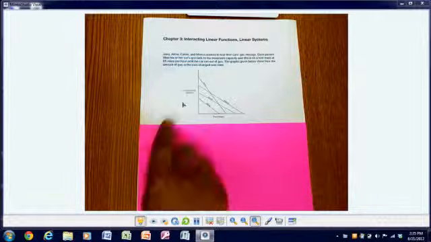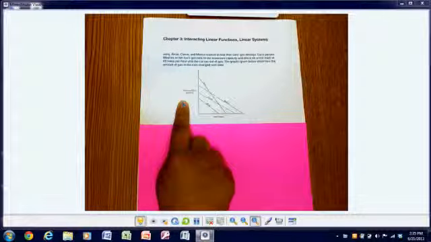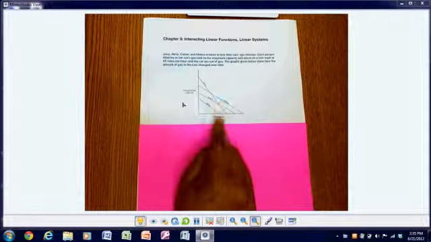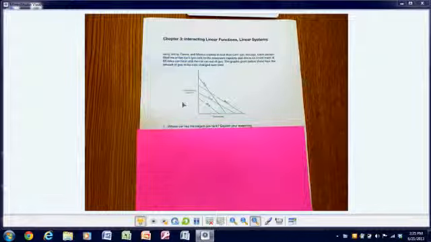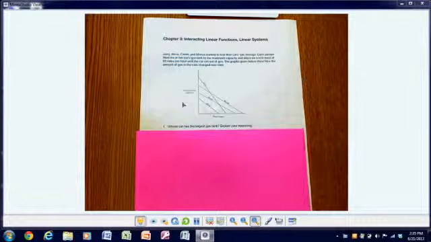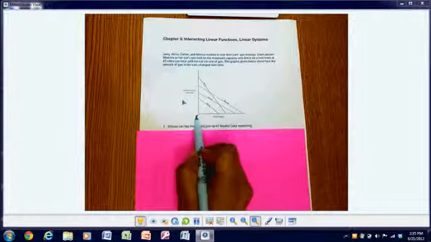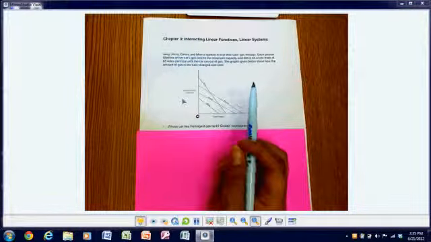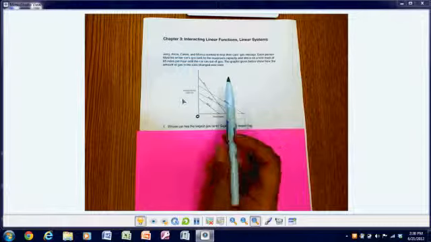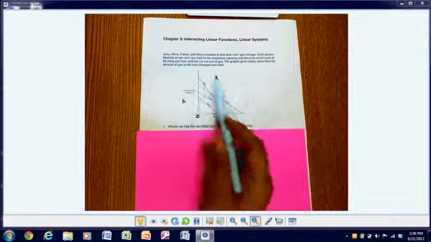This is a volume of gas in gallons graph. And this is the amount of time that it took. Number 1, whose car has the largest gas tank? And explain your reasoning. At time equals 0, the one with the greatest gas tank was Jerry.